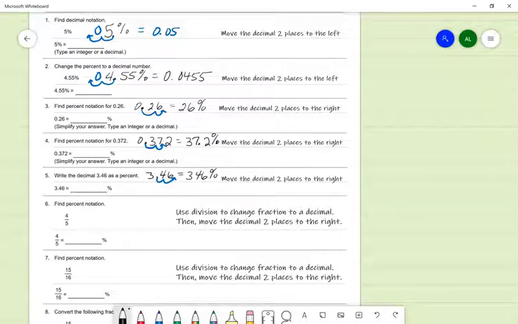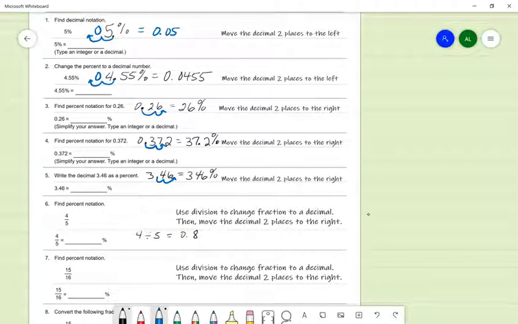In order to find percent notation of a fraction, first we need to use division to change the fraction to a decimal. So you simply take your calculators and you're dividing 4 by 5, which is equal to 0.8. Now, the key to this is a 2-step question. Once we've converted the fraction to a decimal, now we need to convert that decimal to a percent.